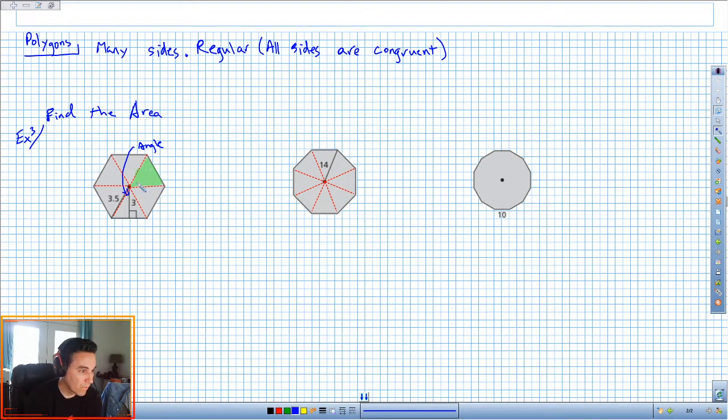Okay, so I need to figure out this angle right here. So here's how we figure out that angle. Well, we know if we go around the whole shape, that central angle would be 360 degrees. So if I divide the 360 by how many triangles I formed, this one was 6, I end up getting that one angle.